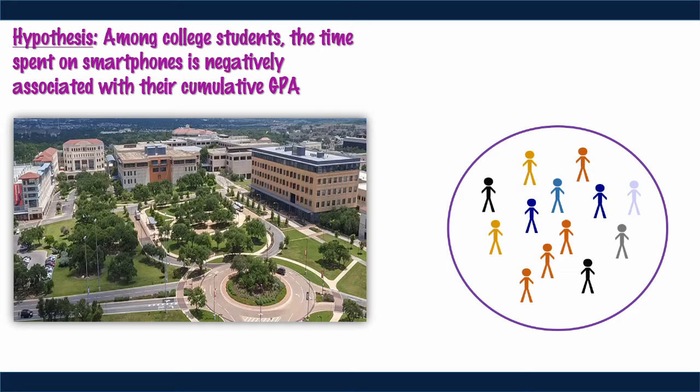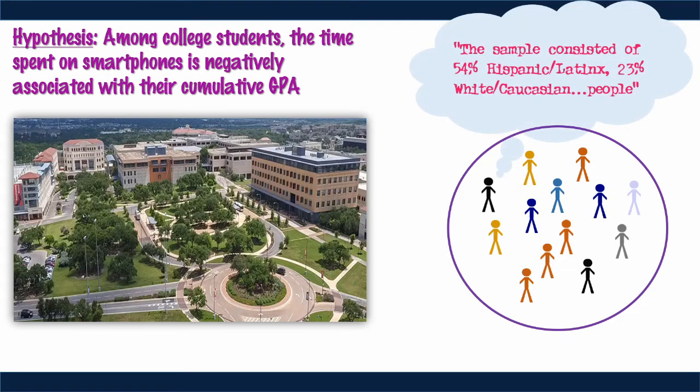In the write-up, I describe my ethnically diverse sample by saying that the sample consisted of 54% Hispanic Latinx, 23% white Caucasian, and so on. Because I computed these percentages for the sole purpose of telling the readers, here's the kind of people the data were taken from, these are considered to be descriptive statistics.